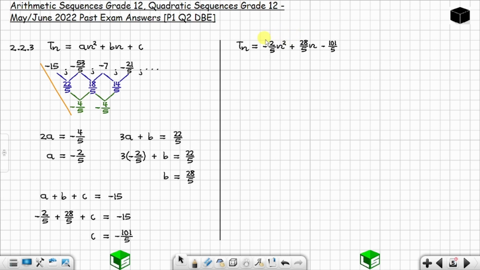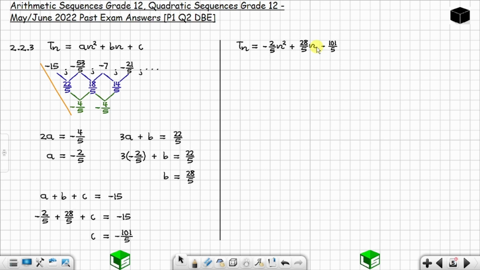You take the derivative of this, make the derivative equal to 0, and solve for your x. In this case, we have n, so you solve for your n. That is one way to solve this question if you want to find the maximum or the minimum value.